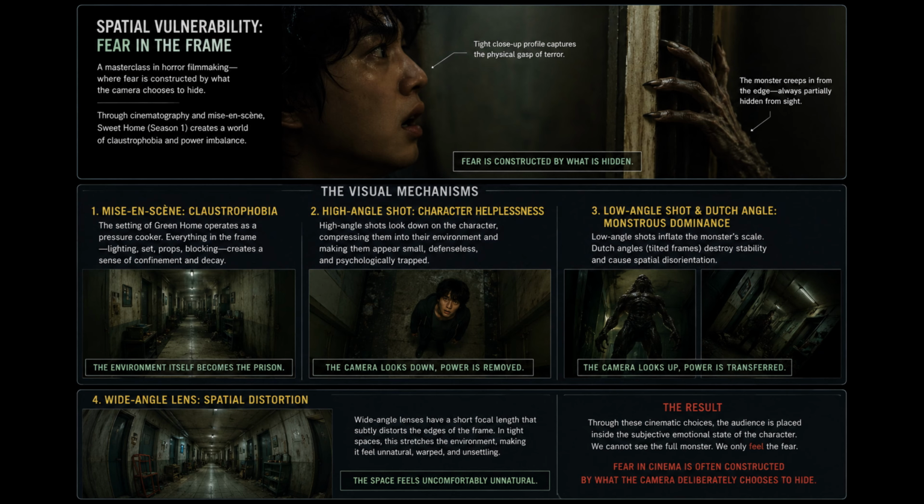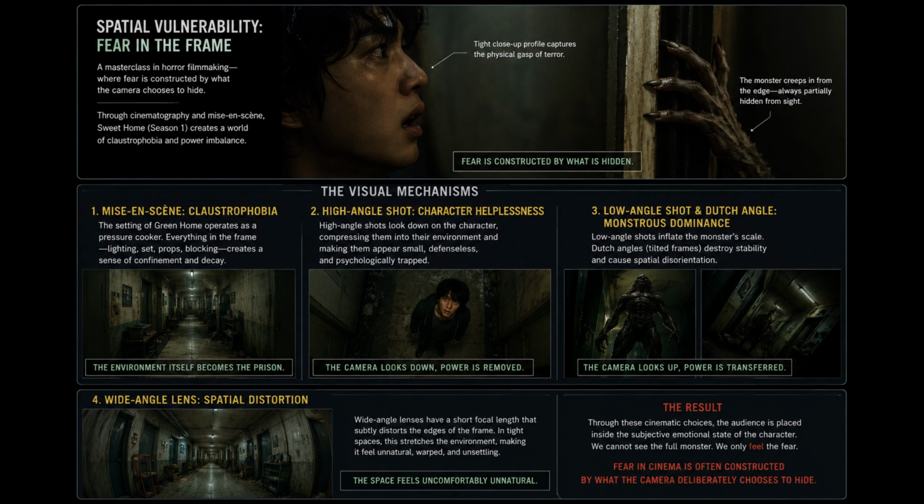Conversely, when monstrous threats enter these narrow corridors, the visual grammar flips to low-angle shots and Dutch angle shots. A low-angle shot places the camera below eye level, forcing the viewer to look upward, which visually inflates the scale and dominance of the monster. When combined with a Dutch angle, where the camera axis is intentionally tilted sideways, it destroys the horizontal stability of the image, causing instant spatial disorientation in the viewer.